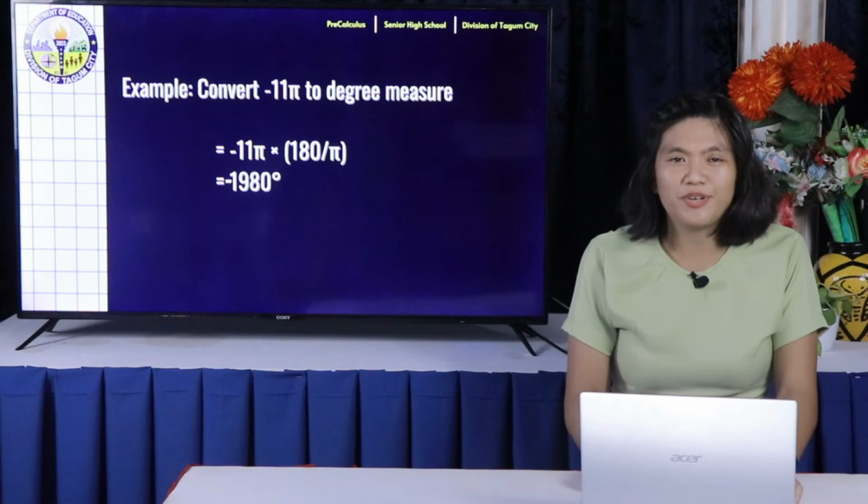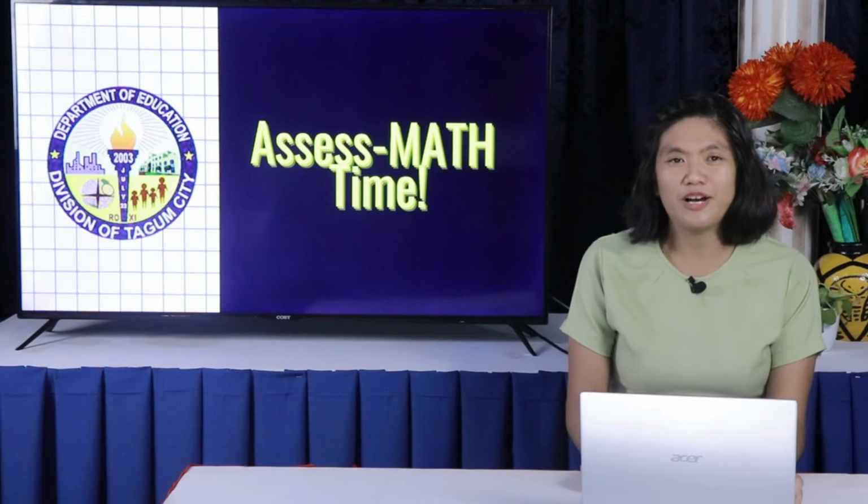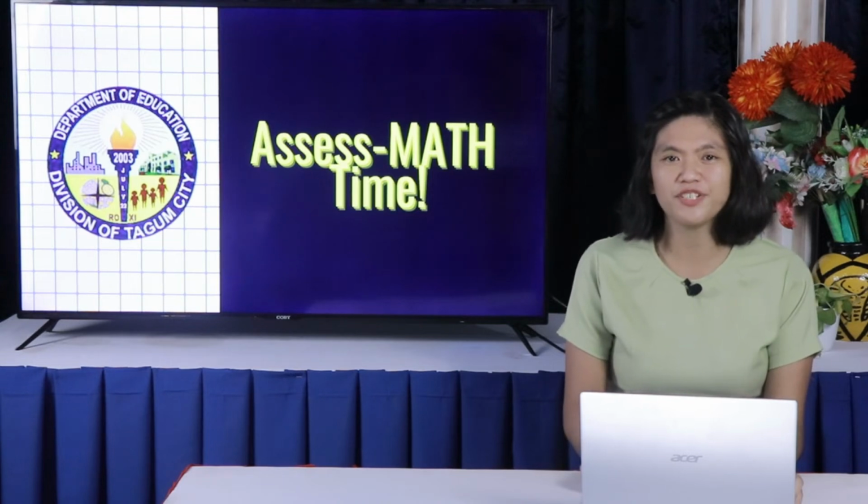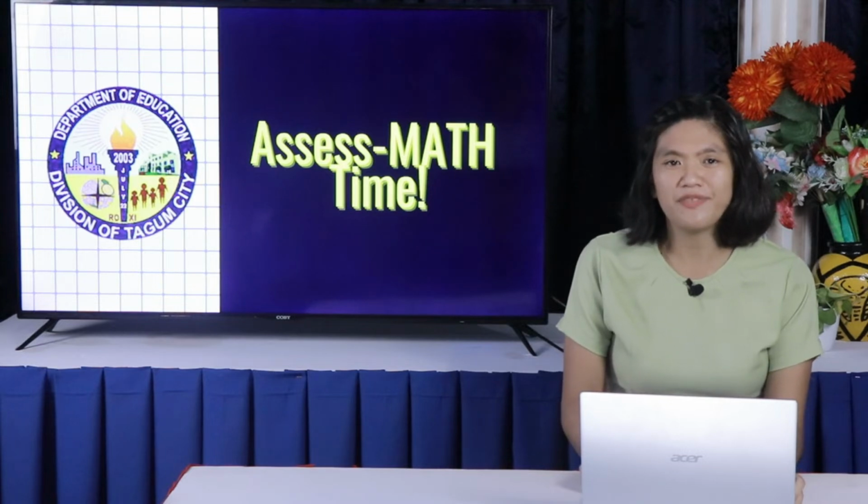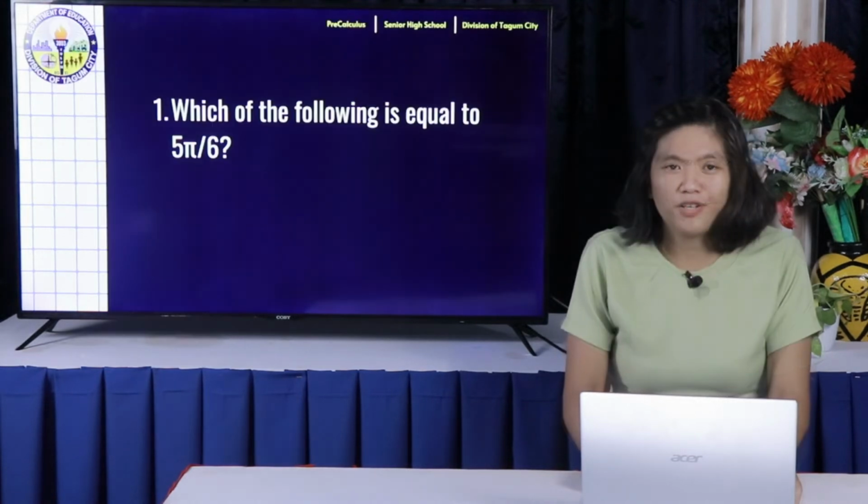Converting degree measure to radian measure and vice versa is not that complicated to do when you have prior knowledge in multiplying fractions, right? Now that you already know how to apply the conversion rules, get a writing material of your choice. It's assessment time. Are you ready? You will be given 20 seconds to answer each of the items. Let's begin. Number 1. What is the equivalent of 5 pi over 6 in degrees?